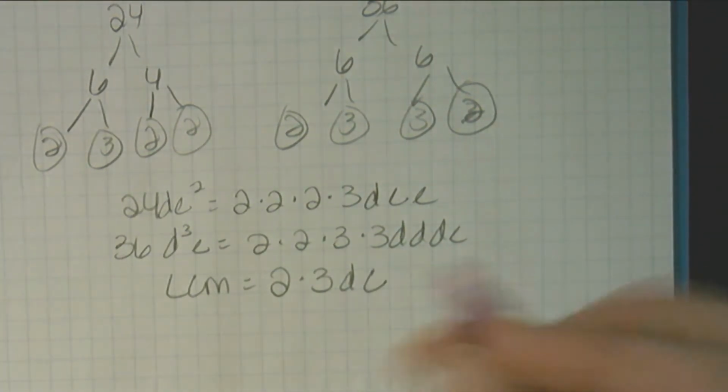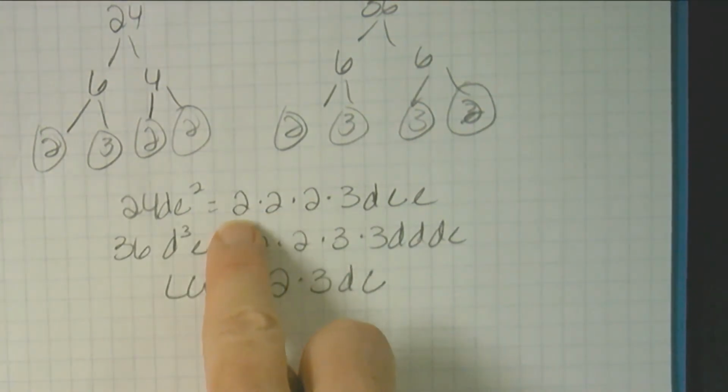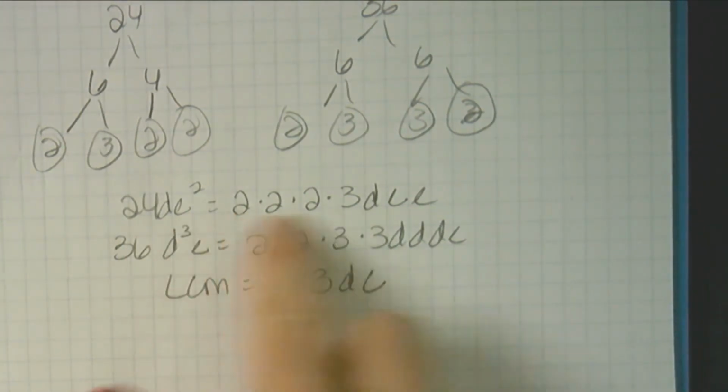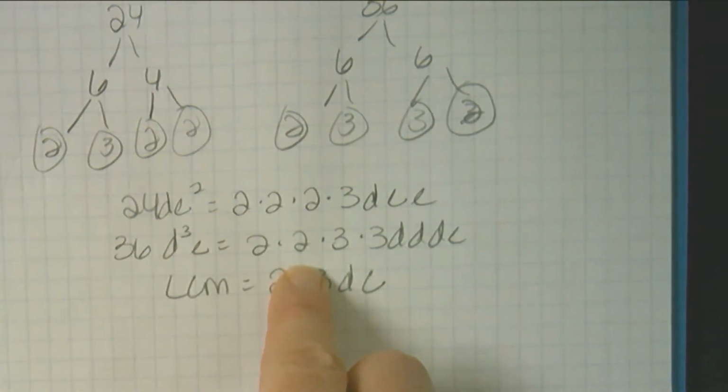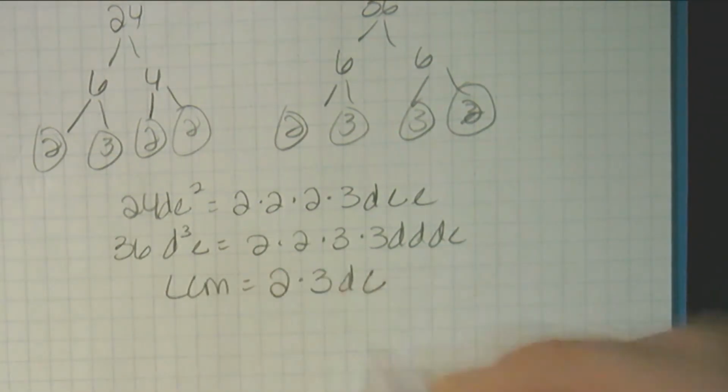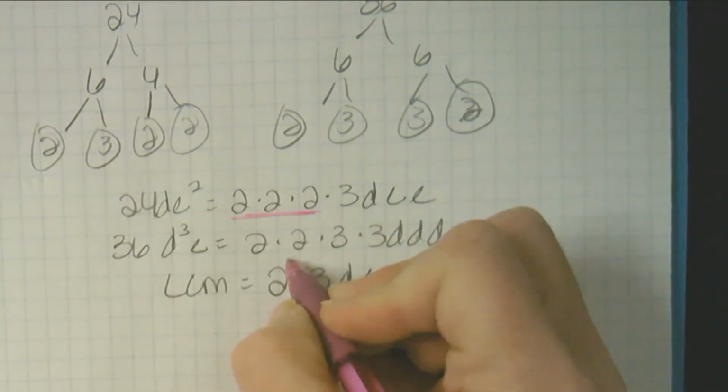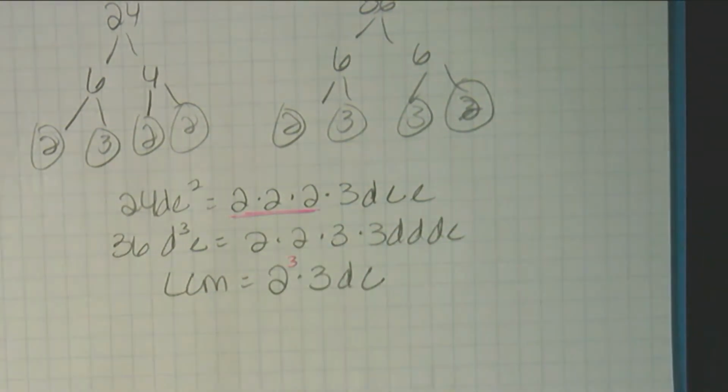Now I have to figure out how many. So Cameron, 24 has 3 2's that I'm multiplying together. 36 only has 2 2's that I'm multiplying together. So I'm going to account for those 3 2's. So I have 2 cubed.